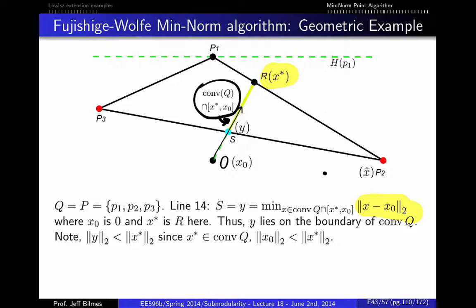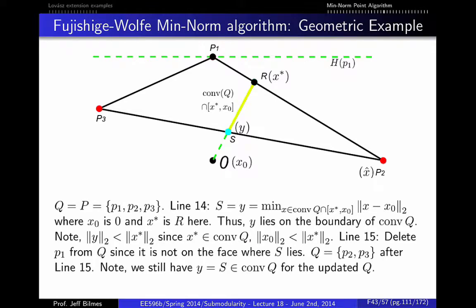And the other thing to note is that y has a smaller 2 norm than the current 2 norm of the current x star. And the reason why is because x star was a feasible solution here, right? Since x star is in the convex hull of Q, it's feasible in this minimization problem. And so therefore, when we get the new guy, it has to be less than it. Why is it strictly less? Well, because x star was not in the convex hull of Q, so they can't be the same point. We must have that x naught and x star different. So it has to be strictly less. By how much? We don't know.